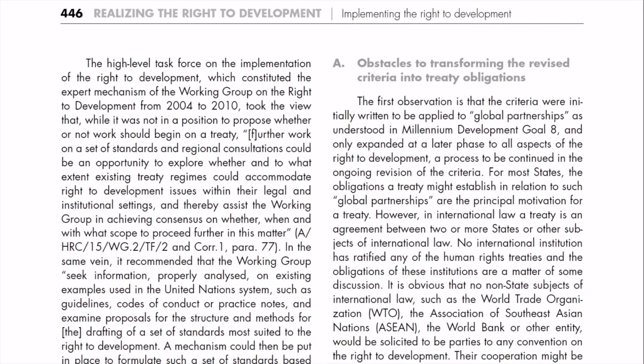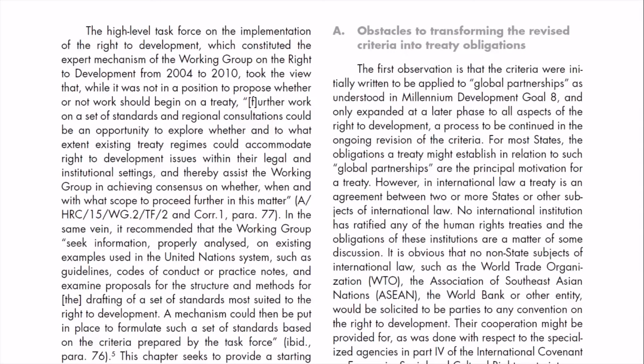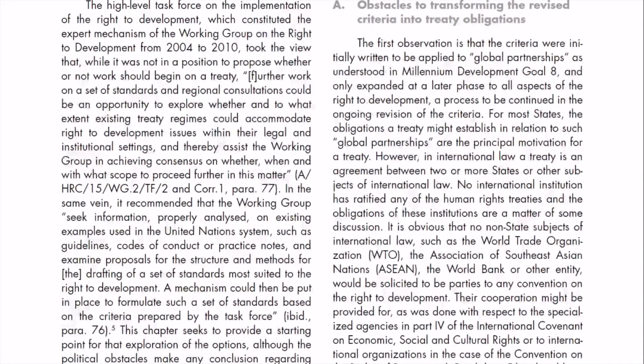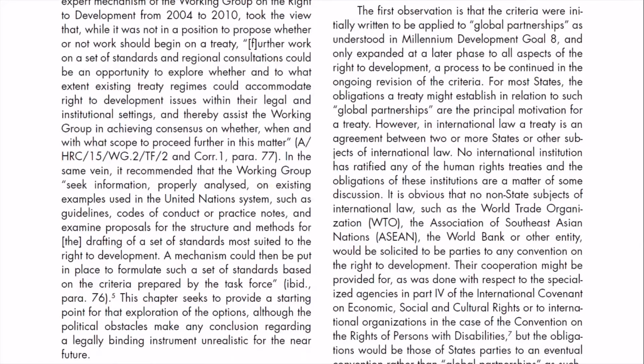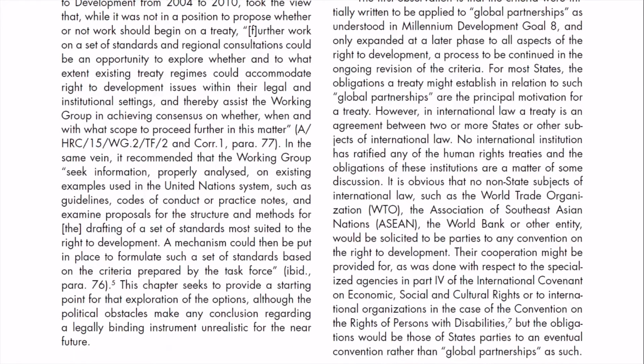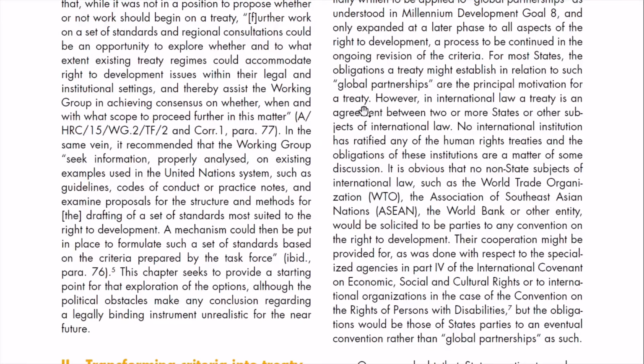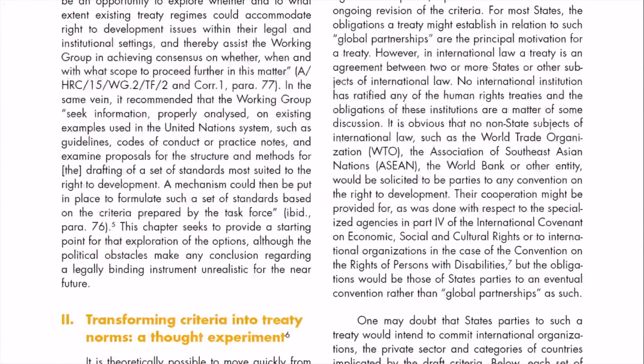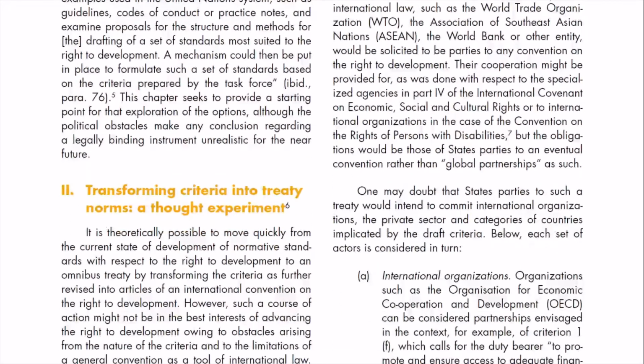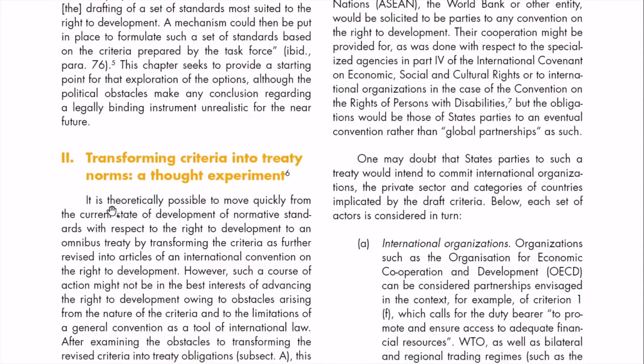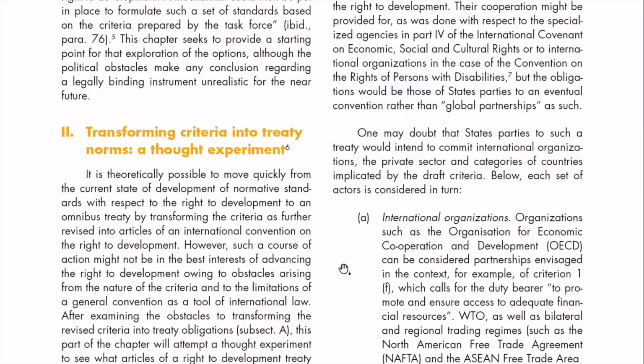The entity is a party to the convention on the right to development. The cooperation might be provided for, such as is done with respect to specialized agencies, the International Covenant on Economic, Social and Cultural Rights, or international organizations or codes of rights. The international obligations are a set of rules, the global partnership, transferring such areas into the export. What are such areas we need to see here?